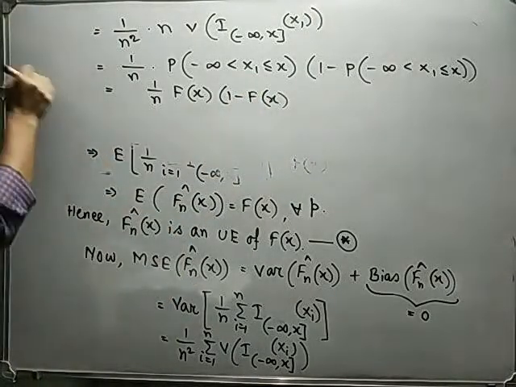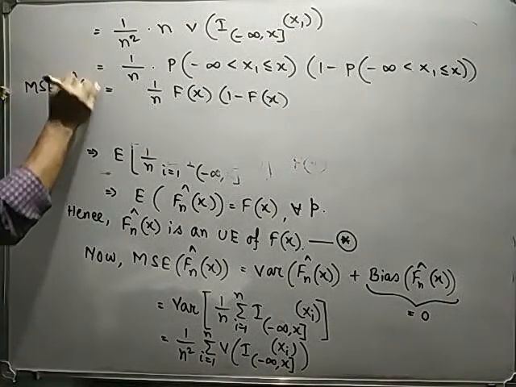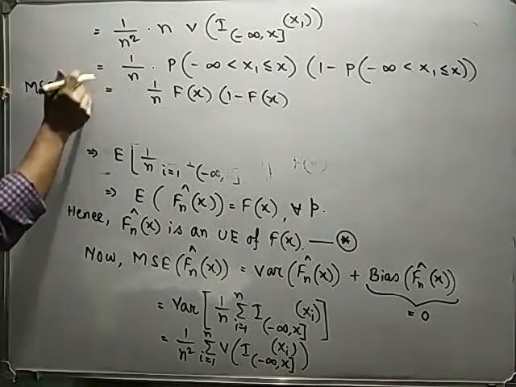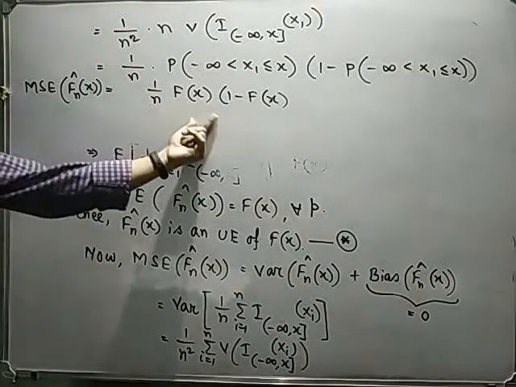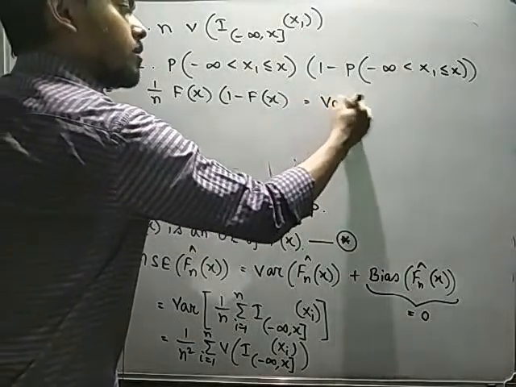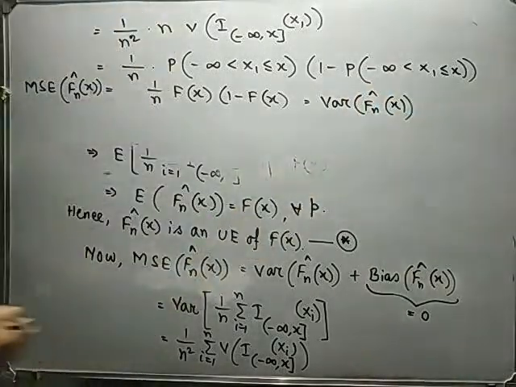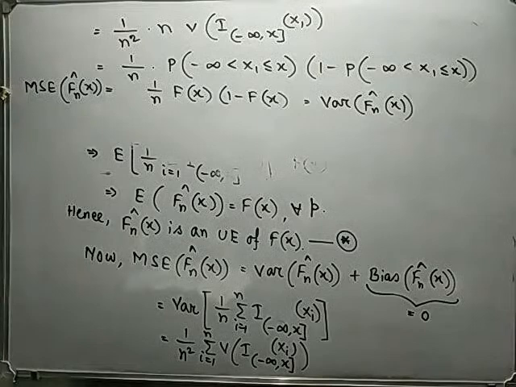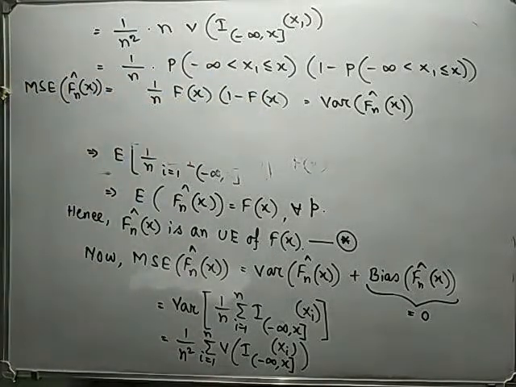So the MSE of Fn hat x is basically (1/n) times F(x) times (1 minus F(x)). Or you can say this is exactly equal to the variance of Fn hat x also. So MSE and variance are equal, and both are equal to this quantity. Any question?